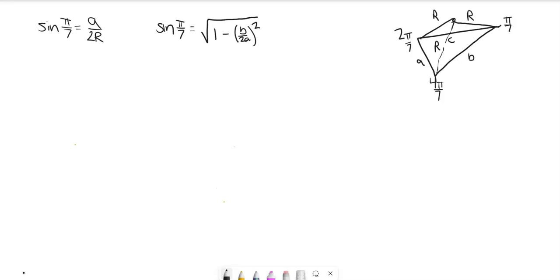Now what we're going to do today is we have the sine ratios for both pi over 7 that I derived in prior videos. We are going to equate them to each other, and we're going to solve them in a certain way that we are going to need in the next video, because I intend to do a pretty complicated calculation with them.